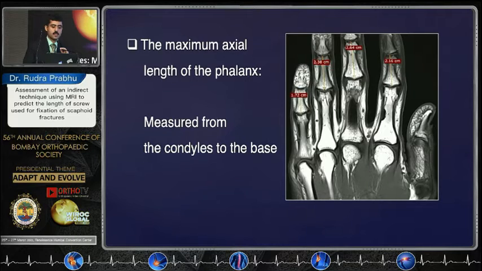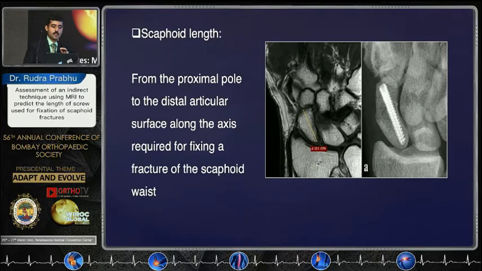The maximum axial length of the phalanx was measured from the condyles to the base of the phalanx. The maximum axial length of the scaphoid was measured from the proximal pole to the distal articular surface along the axis that is required for fixing a fracture of the scaphoid waist, which is the commonest fracture of the scaphoid.